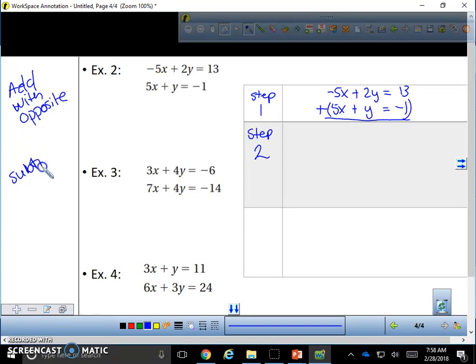Add with opposites. Subtract with same. All right, so here's your key.